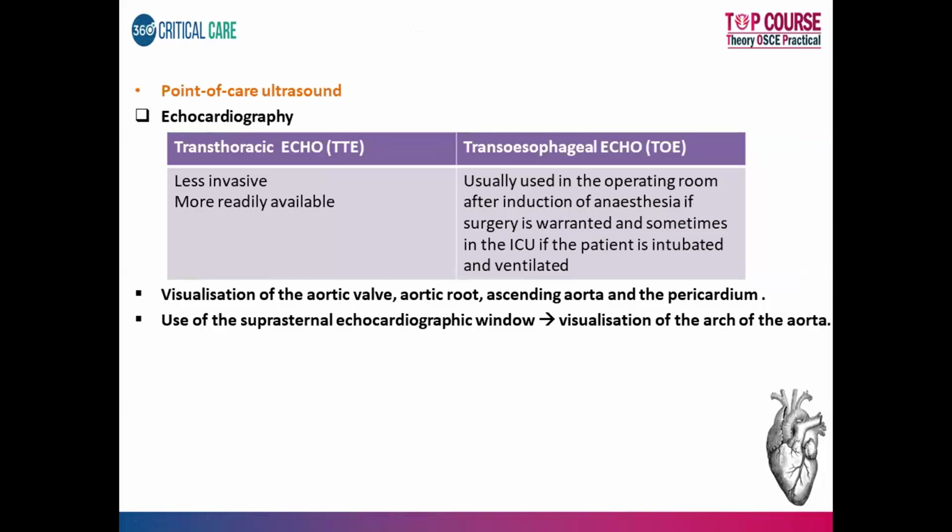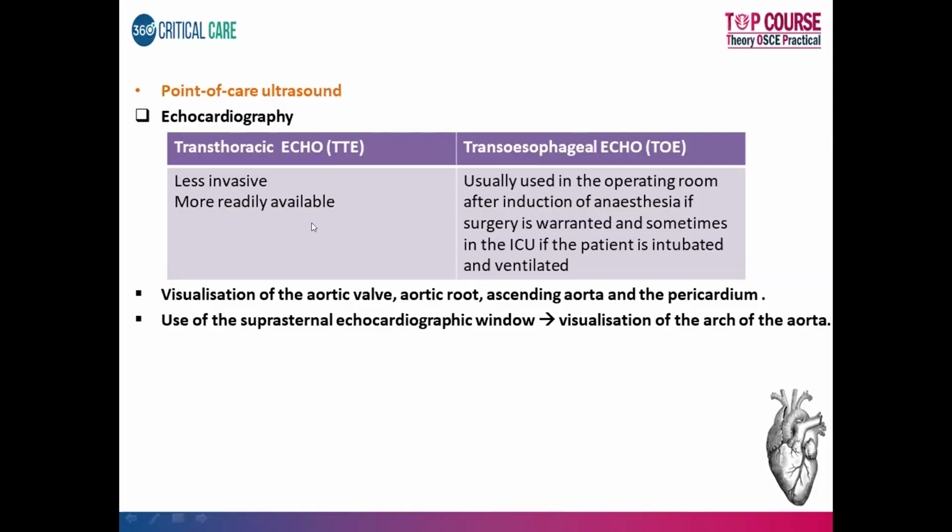Now the second important thing which we usually do bedside is the echocardiography, point of care echocardiography, right? So this is just the advantages and disadvantages of TTE and transesophageal echocardiography in acute aortic dissection. So TTE is less invasive and more readily available, whereas esophageal echo is more useful while you are performing the operation, in the operating room, or if the patient is in the ICU, intubated, ventilated, and you can't shift for a CT, then you can do a transesophageal echo in the ICU also.